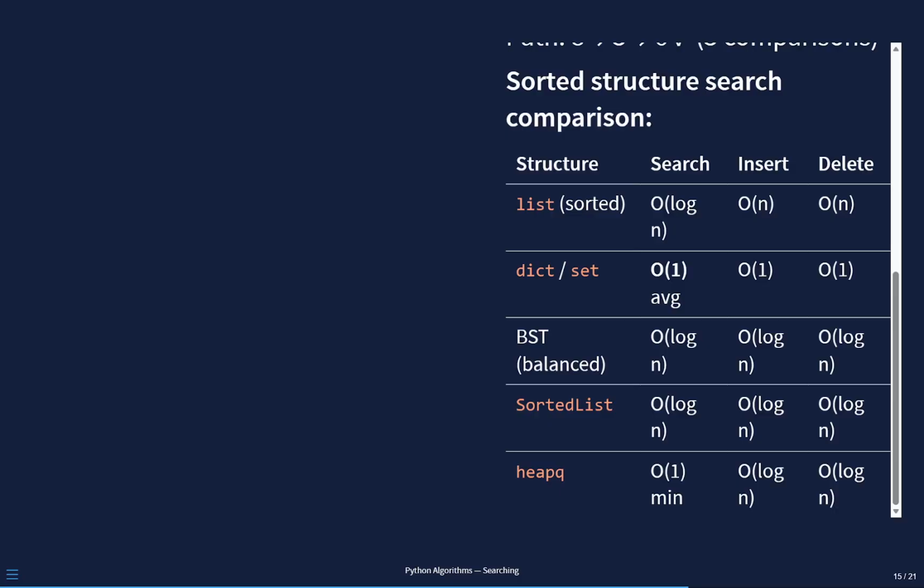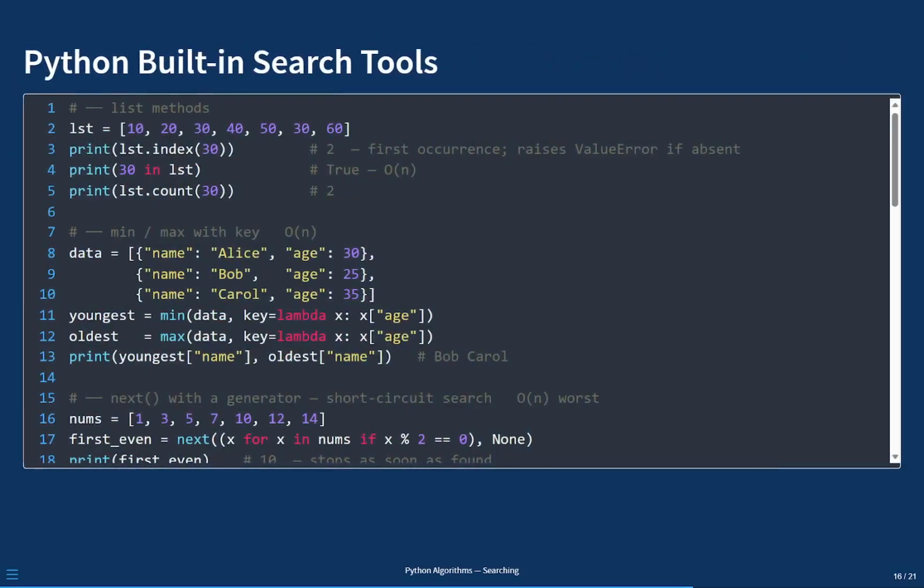Heap gives O(1) minimum, but O(log n) everything else. Next, Python ships with a complete toolkit for searching. Let's inventory it. Click List Methods.